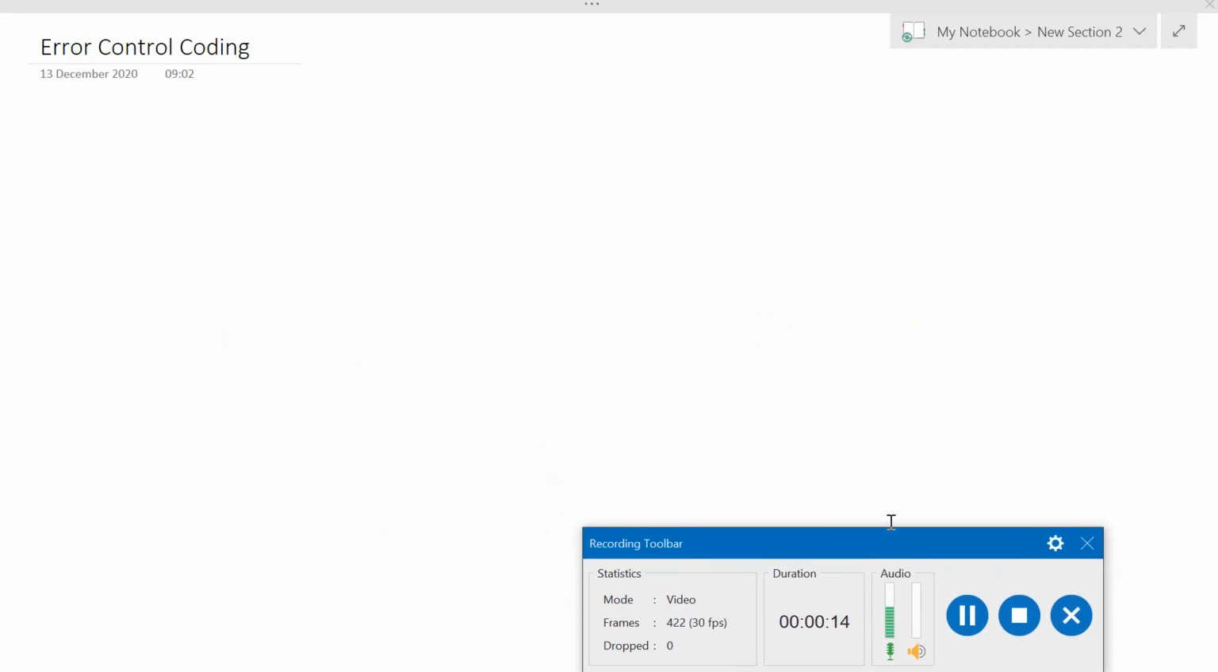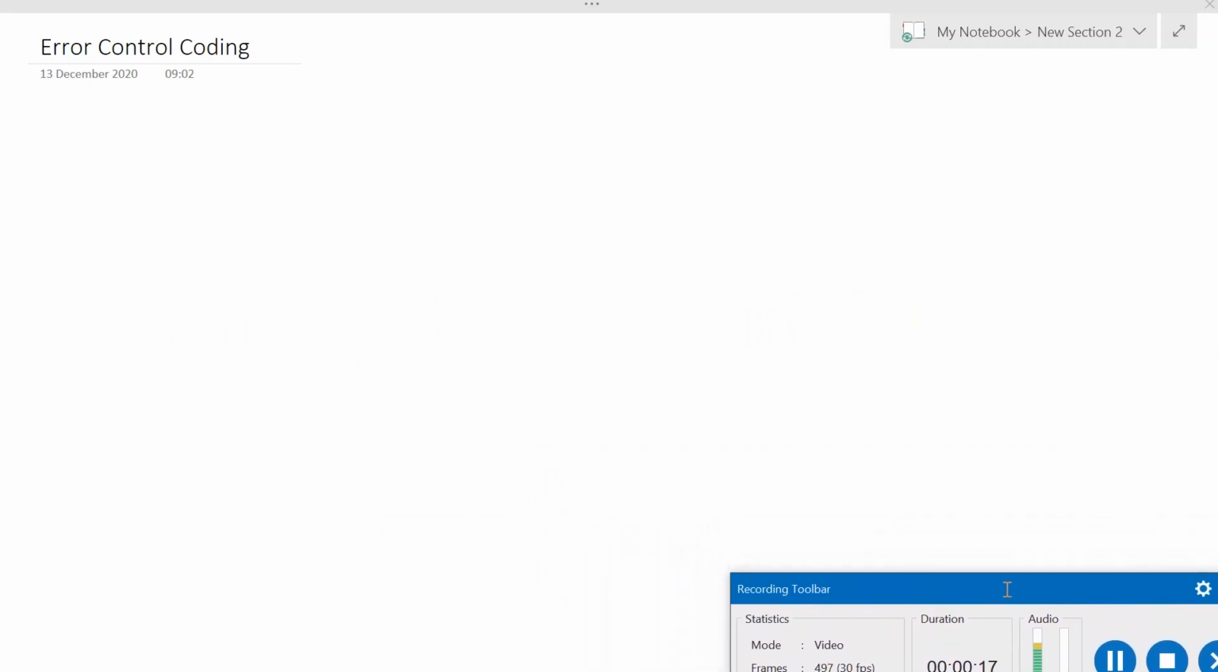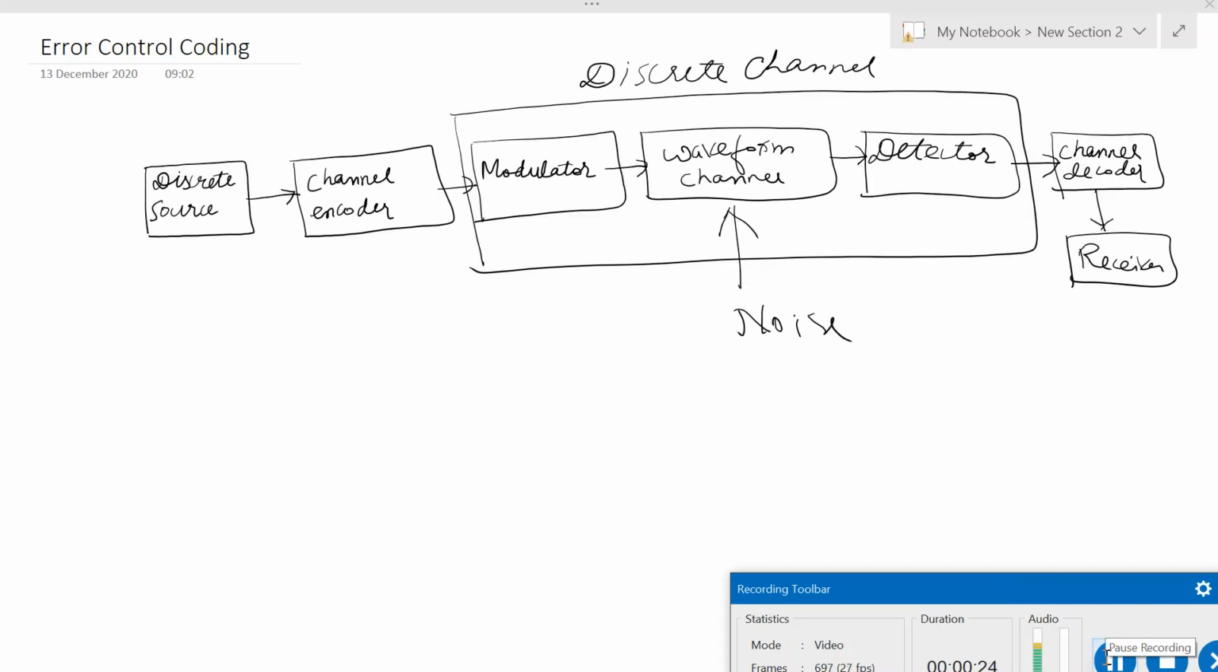Error control coding. What it means, before that I would like to show you the general block diagram of a communication system. Here is the basic model.